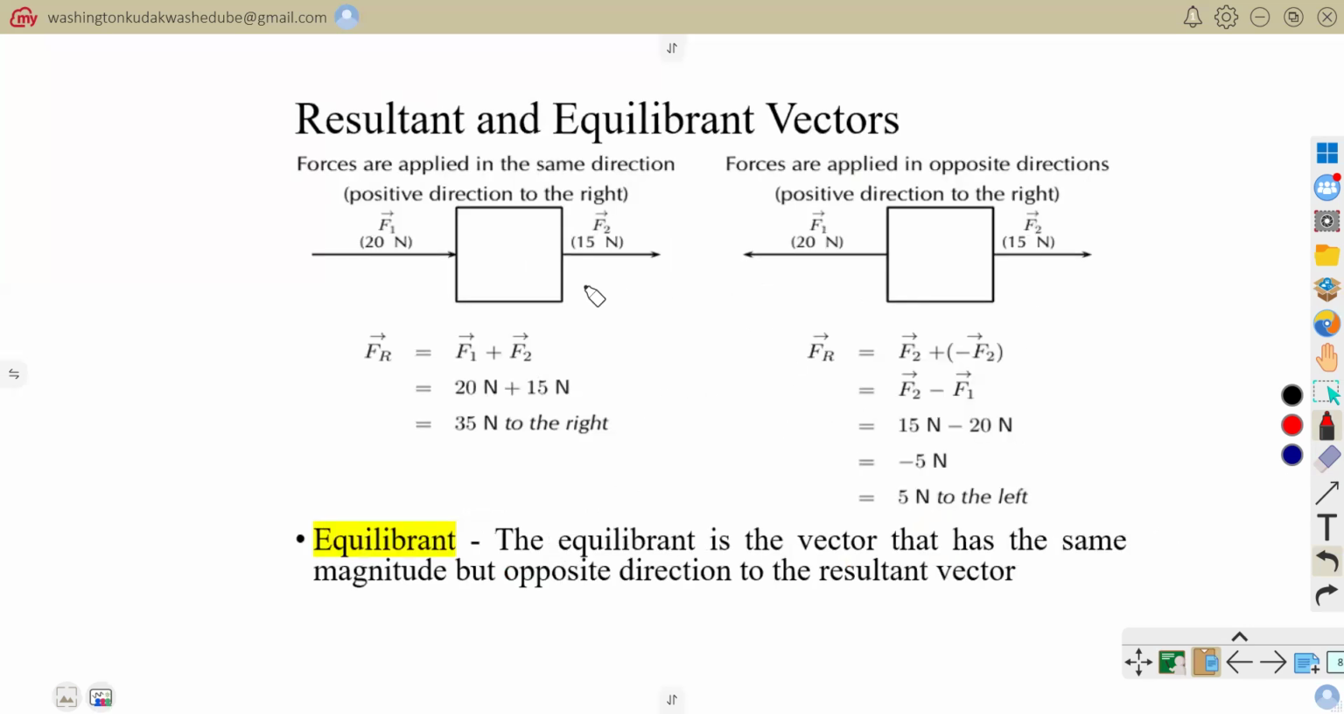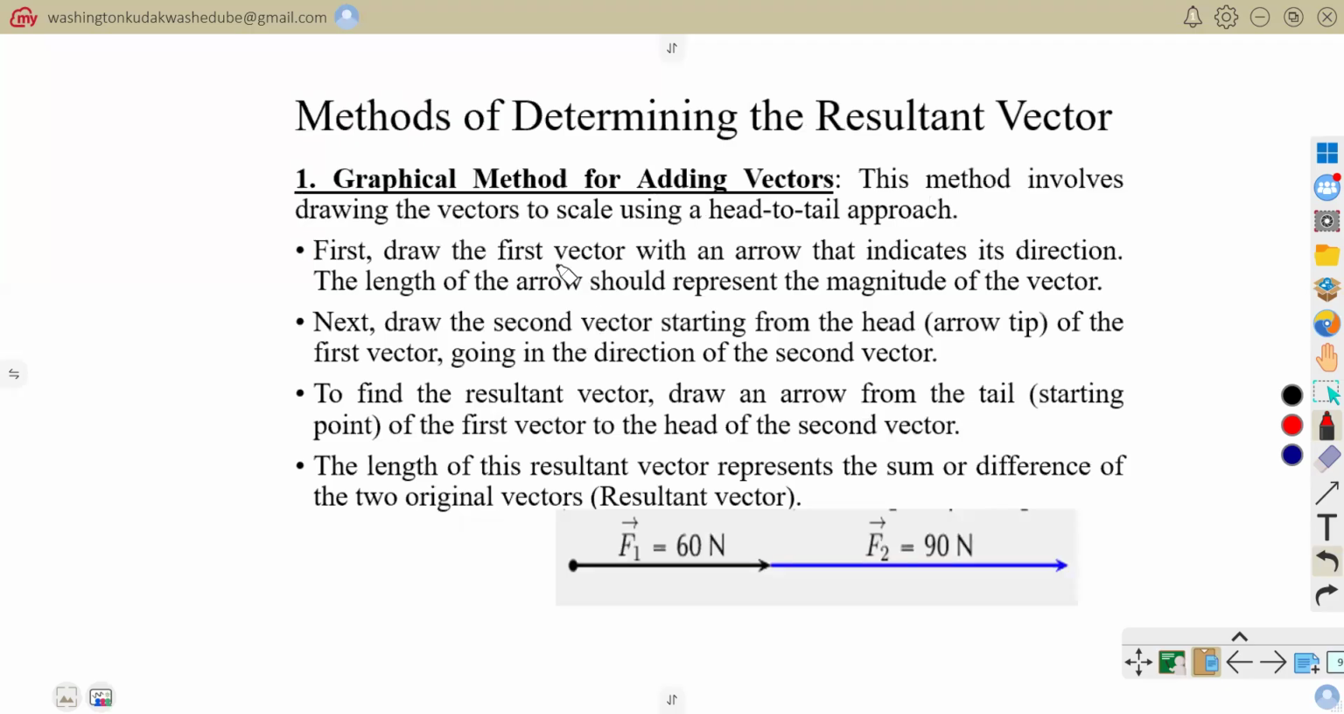Let's say I would skip this slide for a bit. You want to calculate your resultant. You can use the graphical method, the tail to head method. The first step is to draw the first vector with an arrow that indicates its direction. Then the length of the arrow should represent the magnitude of the vector.